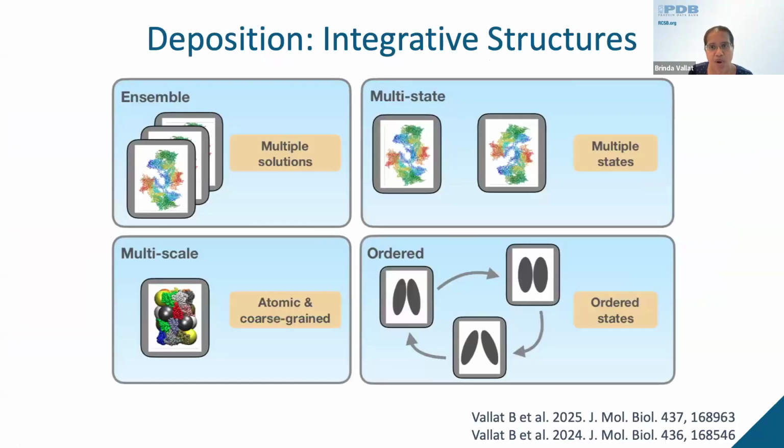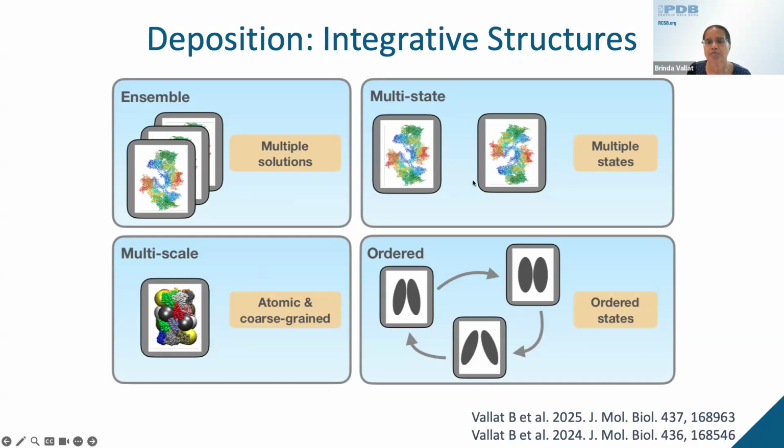Let's now look at the different components of the PDB-IHM data pipeline, starting with data deposition. The deposition system and the underlying IHM-CIF dictionary provide support for archiving multi-scale, multi-state, ordered models, and ensembles. What do we mean by this? Ensembles are a set of models that correspond to multiple solutions that individually satisfy the input restraints within a certain threshold. Multi-scale refers to models that have both atomic and coarse-grained representations.